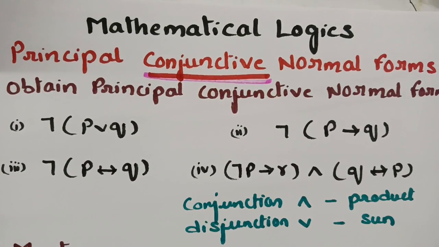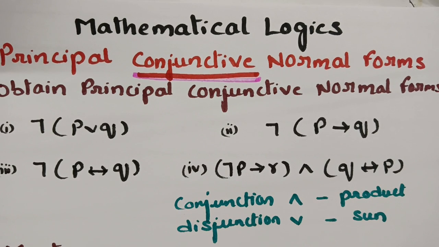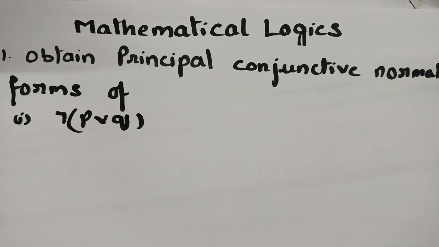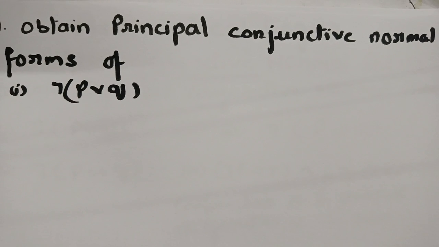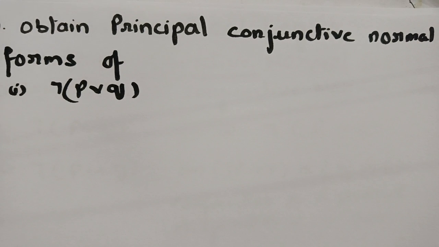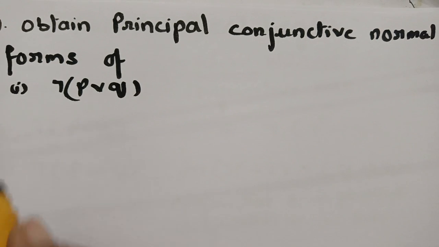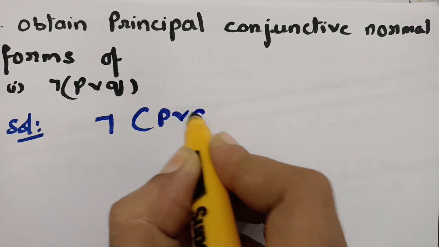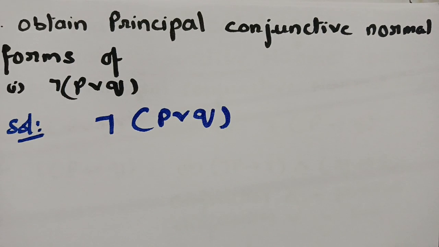So these are the important problems, definitely short questions. Please watch this video till the end so that you will benefit. Obtain the principal conjunctive normal form of negation of P or Q. If you observe properly, this is negation of (P or Q).